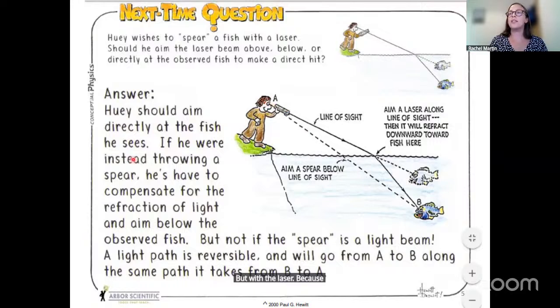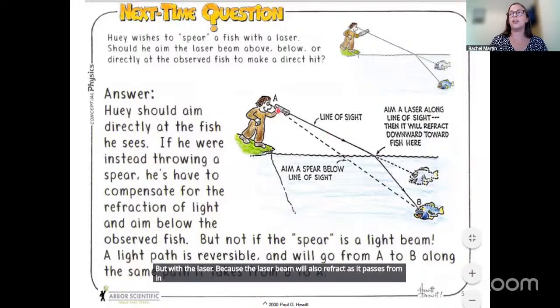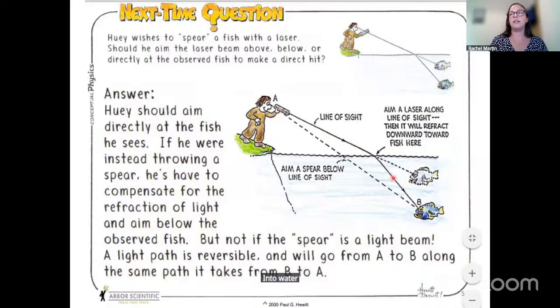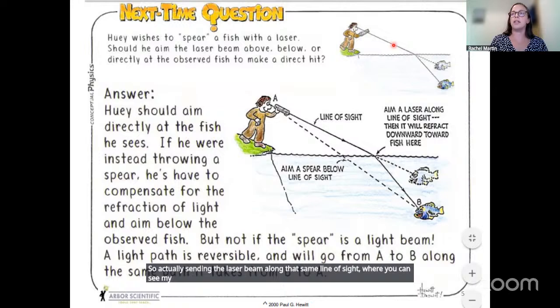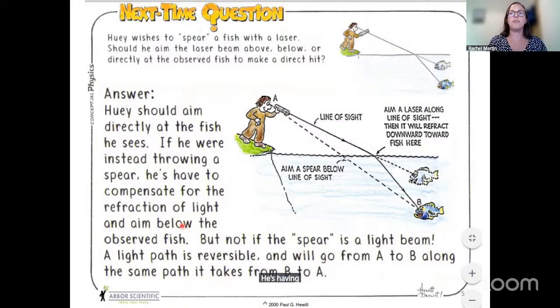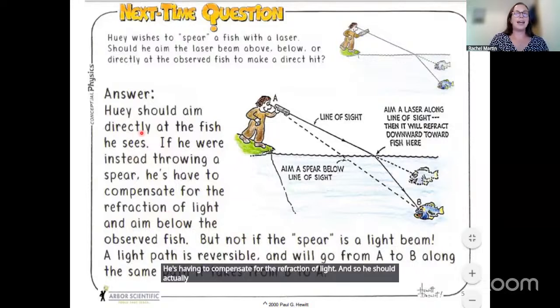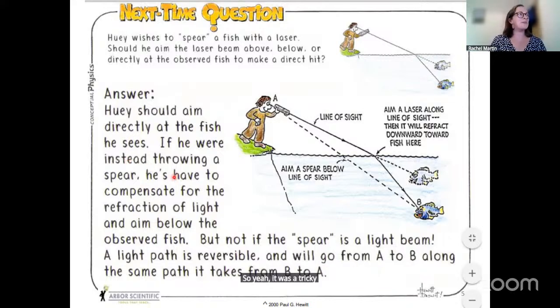because the laser beam will also refract as it passes, in the reverse direction, from air into water, it will slow down and bend towards the normal. So actually, sending the laser beam along that same line of sight, where you can see my digital laser right now, he's having to compensate for the refraction of light. And so he should actually aim directly at the fish that he sees. So yeah, it was a tricky question. I'm glad you enjoyed that one.